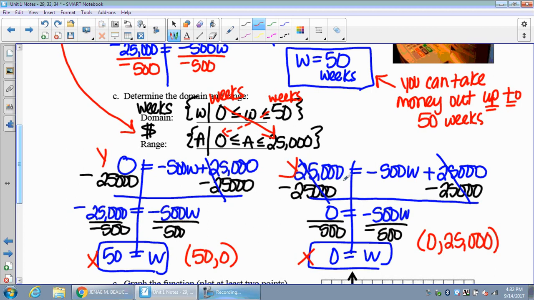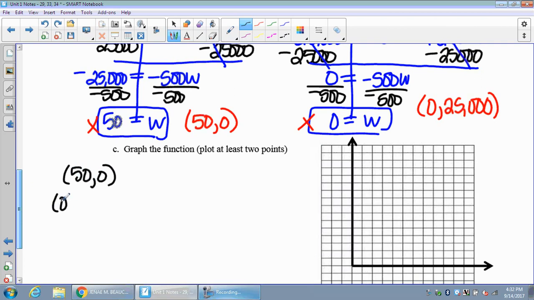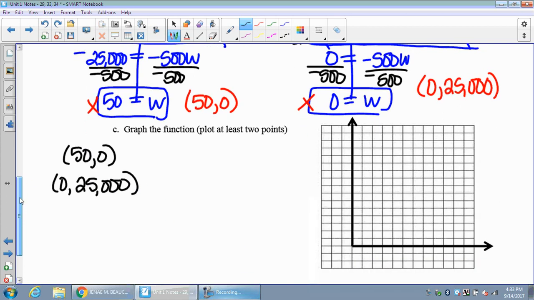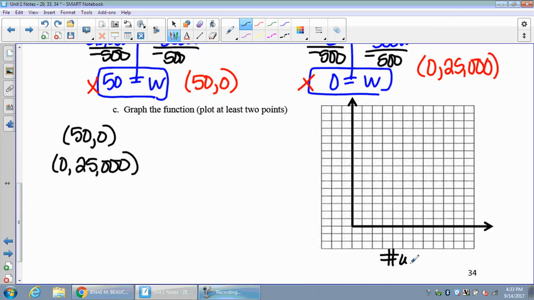Whichever way works with you, I'm trying to present different ways because everyone learns differently, so some might like one way better than another. Moral of the story, our two ordered pairs are going to be 50, 0 and 0, 25,000. Working on the graph, our x-axis is going to be number of weeks, and our y-value is going to be amount of money.